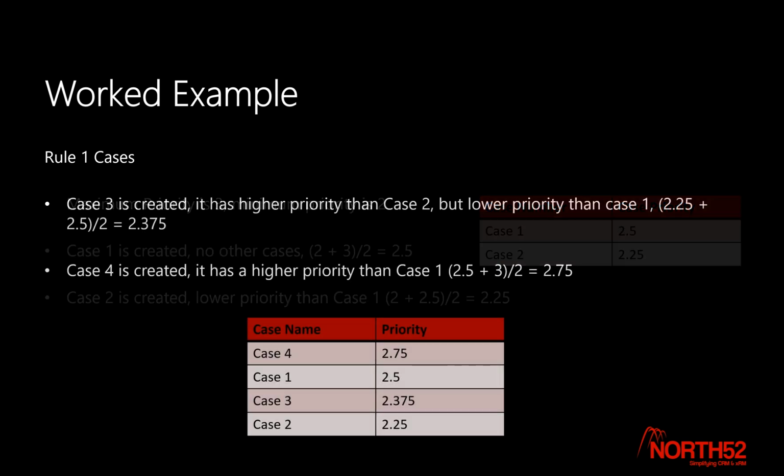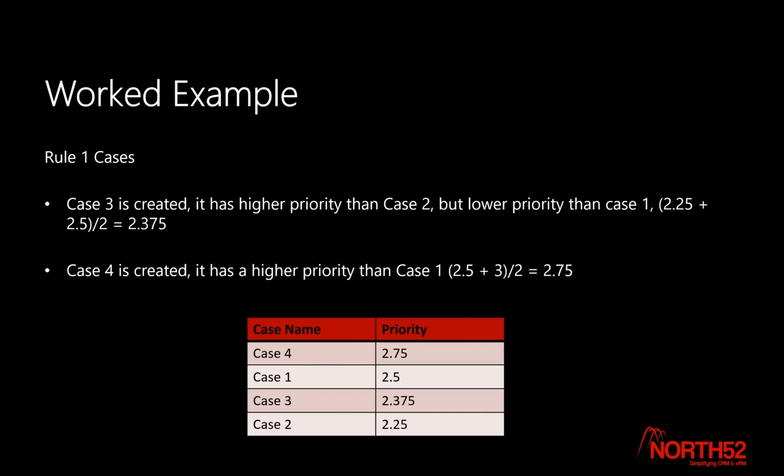Case 3 has a lower priority than Case 1, but a higher priority than Case 2. So we add 2.5 and 2.25 together and divide by 2, giving us a priority value of 2.375. Case 4 has a higher priority than all previously existing Rule 1 cases, so 2.5, the previous highest priority Rule 1 case rating, and 3 are added together and then divided by 2, giving us a rating of 2.75. This way, as each case is created, it is inserted into the priority queue at the correct position without requiring any updates to further cases.